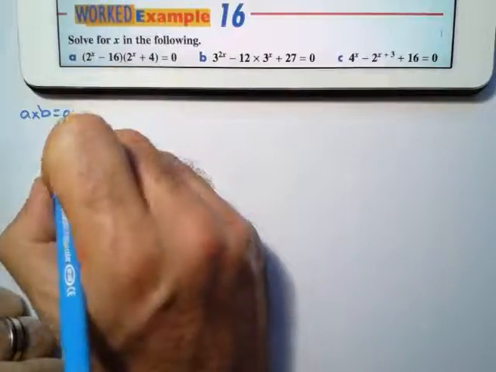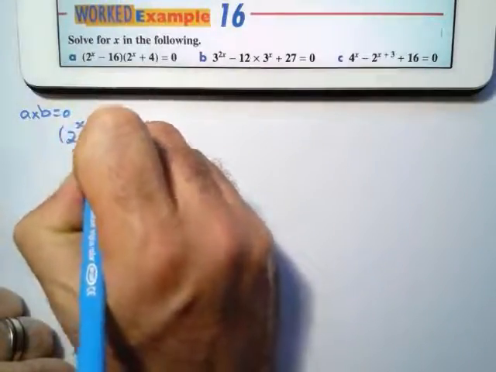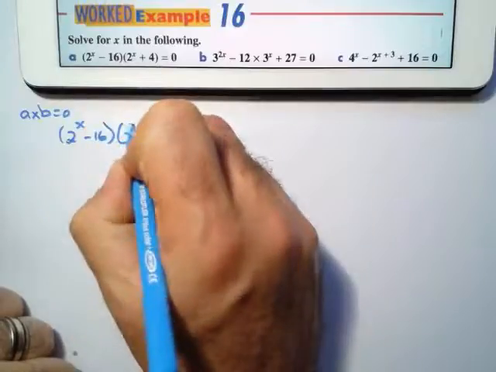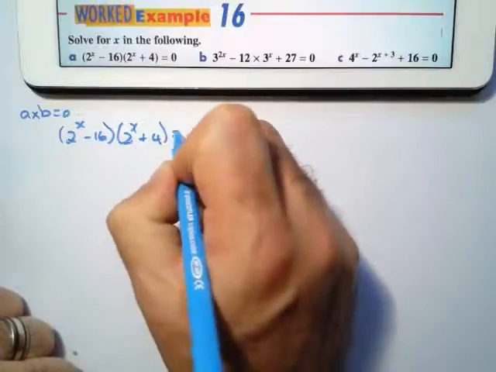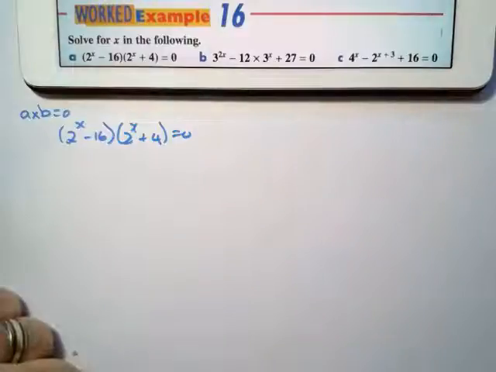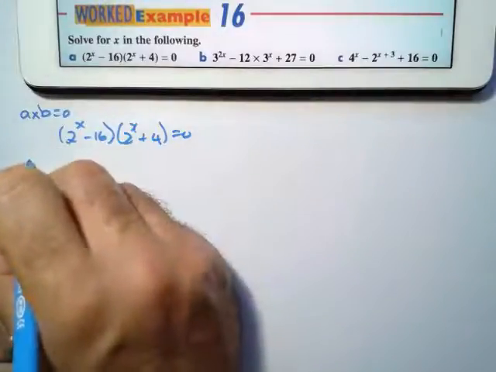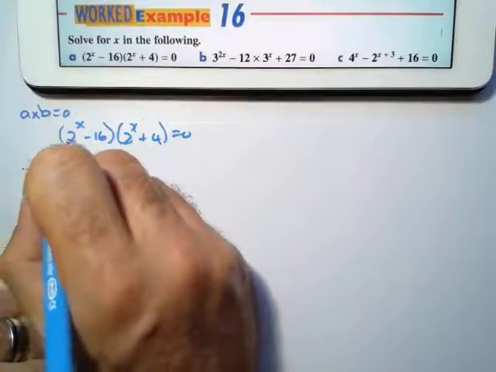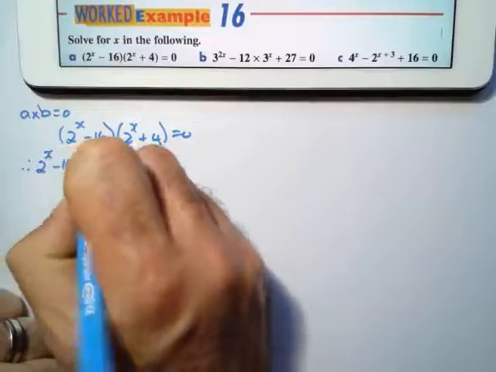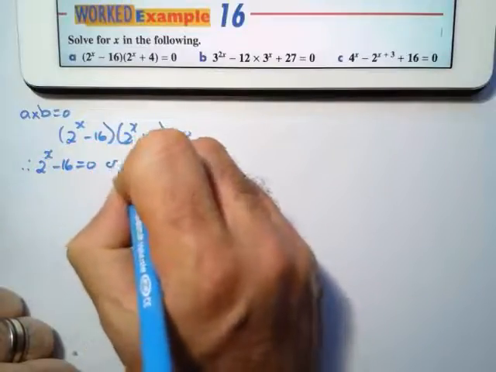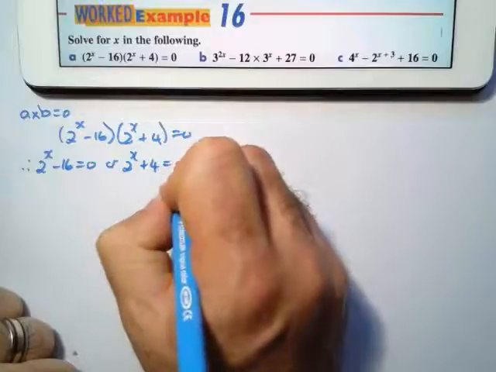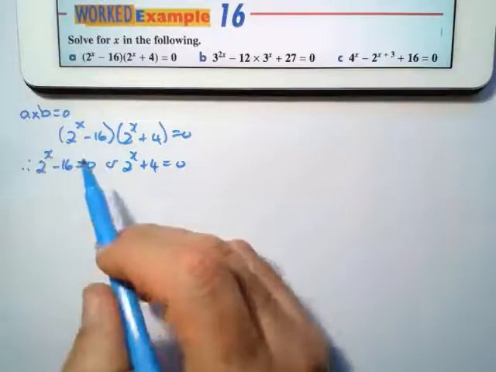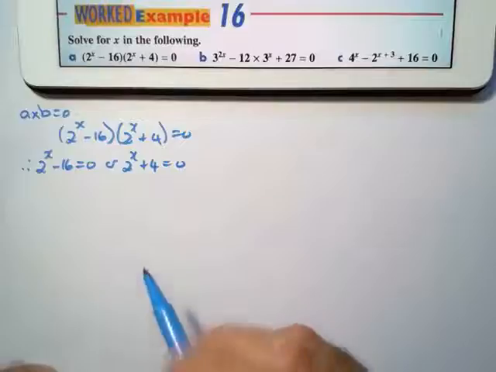So if I get (2 to the power x minus 16)(2 to the power x plus 4) equals 0, it leads to only two things. It is either 2 to the power x minus 16 equals 0 or 2 to the power x plus 4 equals 0. So either this thing is 0 or this thing equals 0.